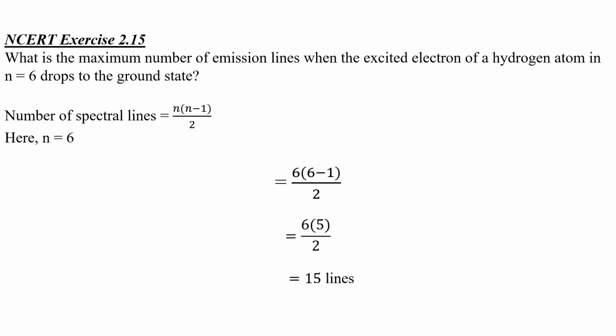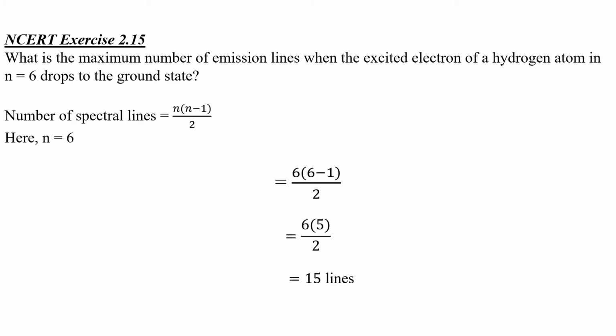Now let us discuss exercise question 2.15. What is the maximum number of emission lines when the excited electron of a hydrogen atom in n equal to 6 drops to the ground state? Obviously this is an emission spectrum. In this, the electron was initially present in n equal to 6. It is jumping from this level to the ground state, that is n equal to 1. Now, as a consequence of this, you observe a certain number of emission lines in the spectrum of the hydrogen atom.